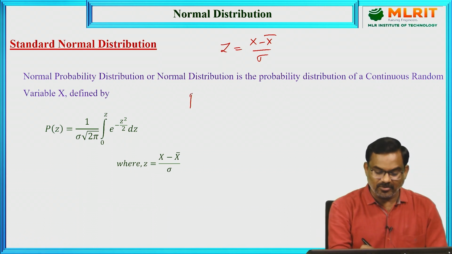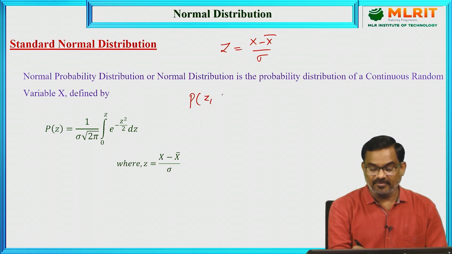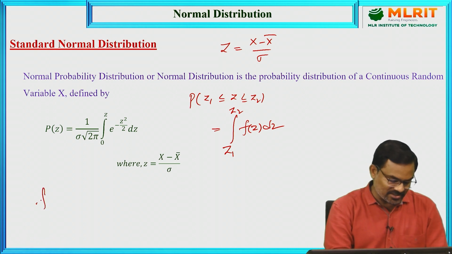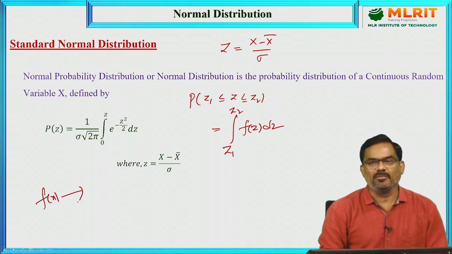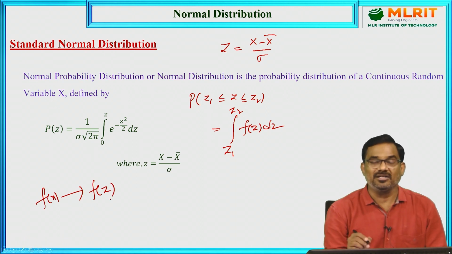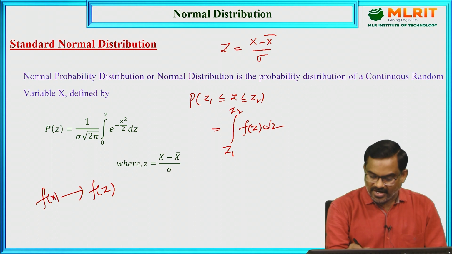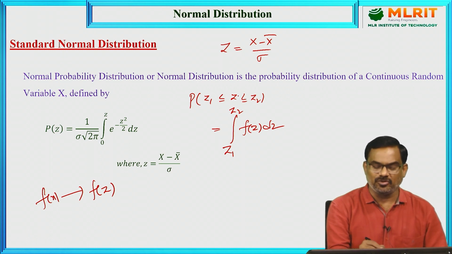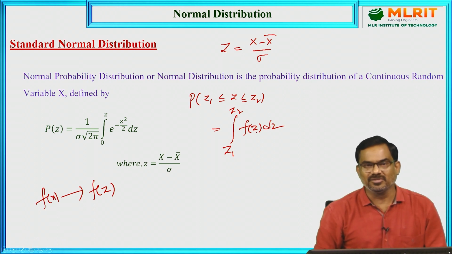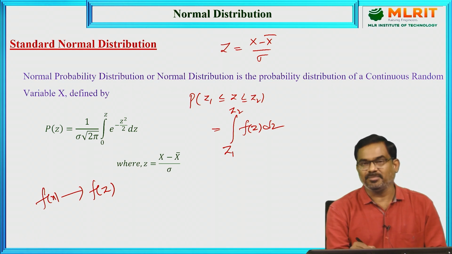Similarly, if you want to find the probability that z lies between two values z1 and z2, simply integrate between z1 and z2 f of z dz. f of x is the probability function of the normal variate, and f of z is the probability function of the standard normal variate. So to find the probability that the z value lies between two values z1 and z2, simply integrate from z1 to z2 f of z dz. That gives the probability that lies between two values.